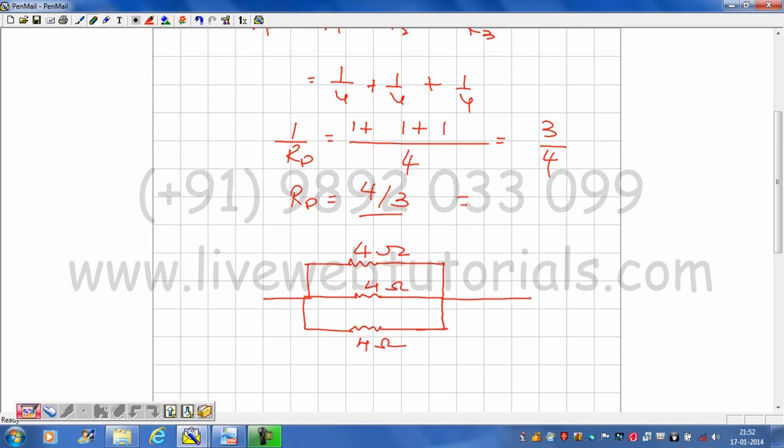When you connect all the resistances in parallel, the answer that you get should be less than each one of these values. 4 upon 3, if you calculate, is going to be 1.33. And this value is less than 4, 4 and 4.